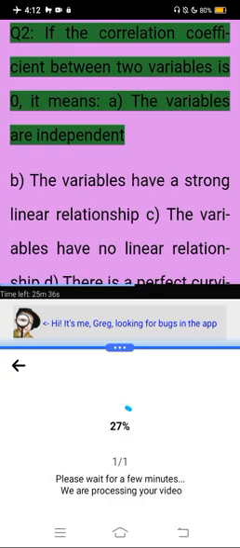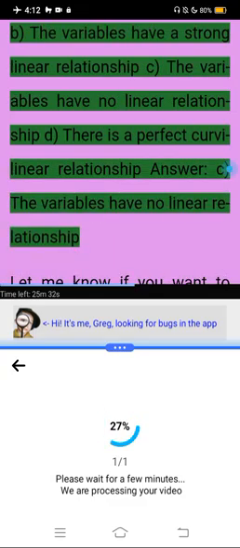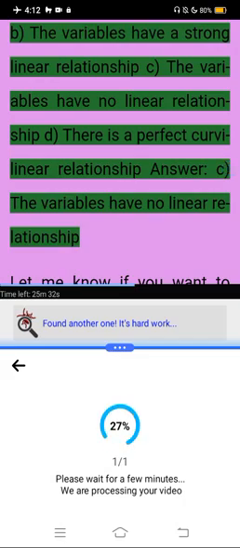Q2. If the correlation coefficient between two variables is 0, it means: A. The variables are independent. B. The variables have a strong linear relationship. C. The variables have no linear relationship. D. There is a perfect linear relationship. Answer: C. The variables have no linear relationship.